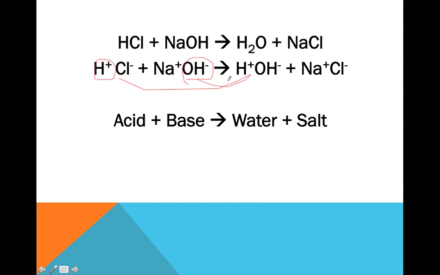Combine to make water. H plus and OH minus, because that's the same thing as H2O, and that plus and that minus combine together. And then you have Na and Cl over here, and then they're going to combine over here to make Na plus and Cl minus. And so that's where you get the water and the salt, because the ions can combine. So that's double replacement. You are replacing both sides. And so an acid and base makes water and salt.